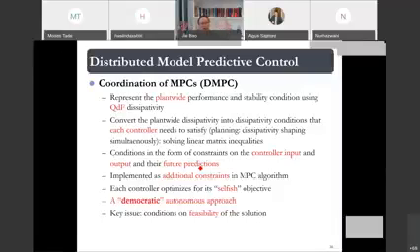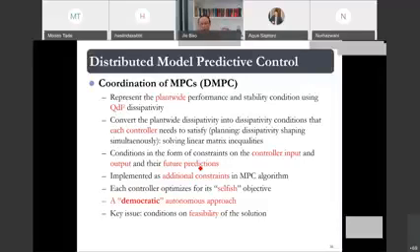Eventually, we can solve those conditions together, and each condition is a linear matrix inequality, a convex inequality. We can solve them simultaneously so that we can determine the dissipativity condition of each controller. Then we can just use that condition as an additional constraint on each individual MPC.